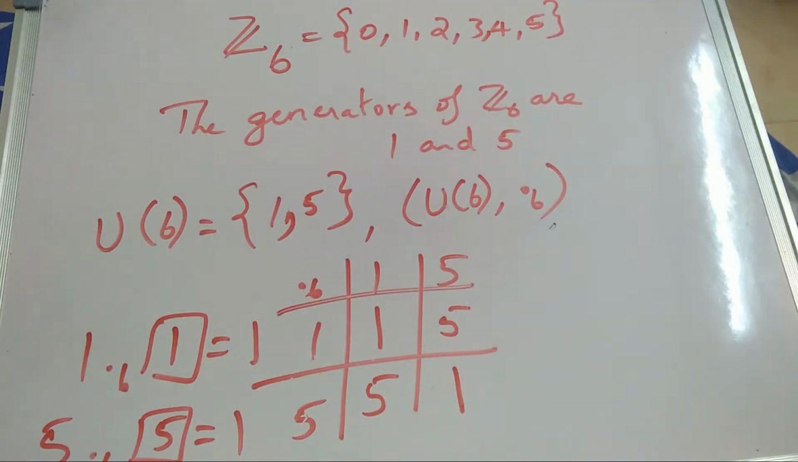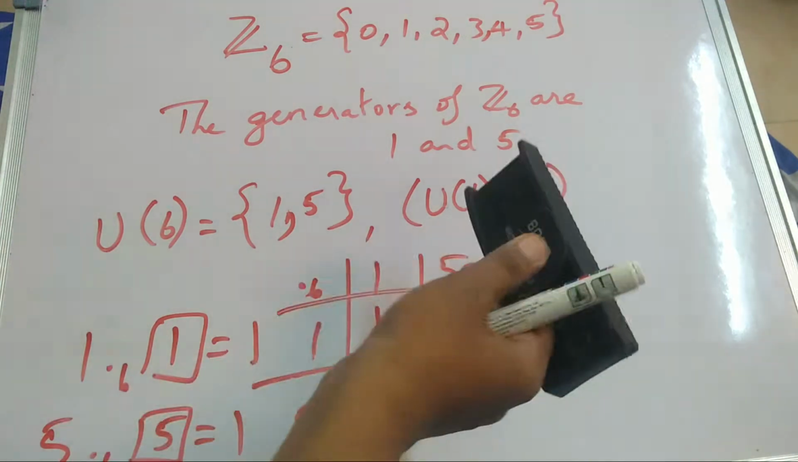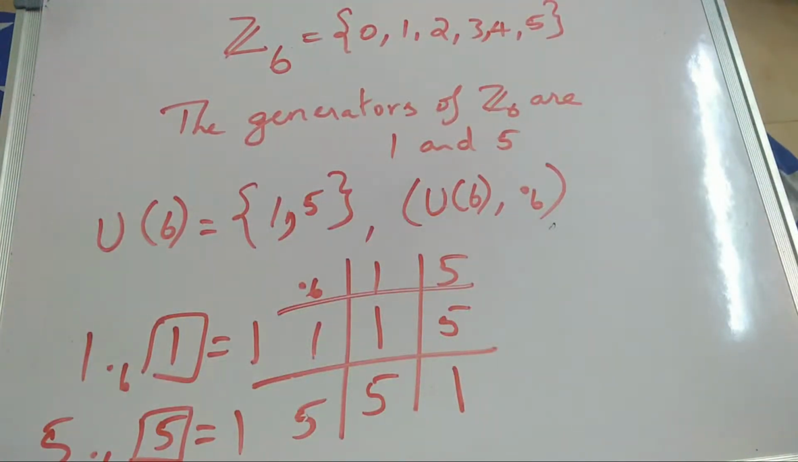So from Z6 we constructed a new group. This is not a subgroup. Please be careful about the terminology. This is not a subgroup, but a new group. That is, we are defining a new set, having a new structure, and we are saying that this forms a group. And clearly, since multiplication is commutative, this is an abelian group.